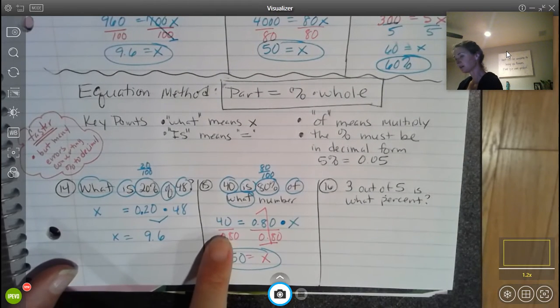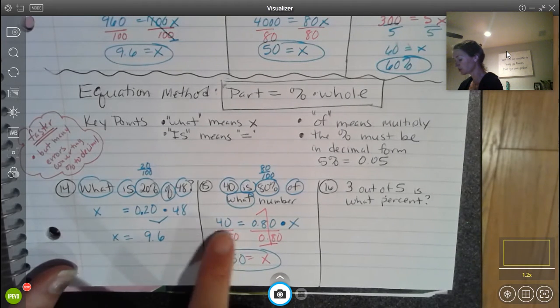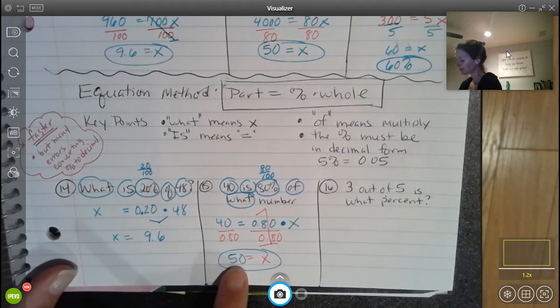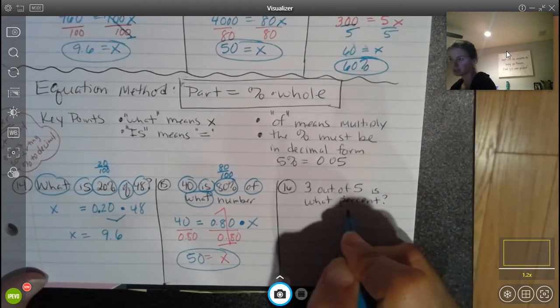When you divide by a number less than 1, notice your quotient gets larger. When you divide, it doesn't always get smaller. It only gets smaller if the thing that you're dividing by is larger than 1. If it's less than 1, it actually will get bigger. Learn something today.